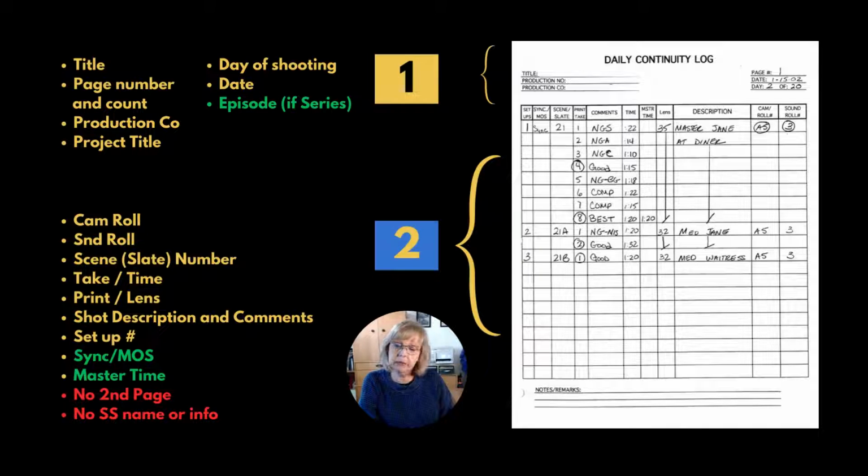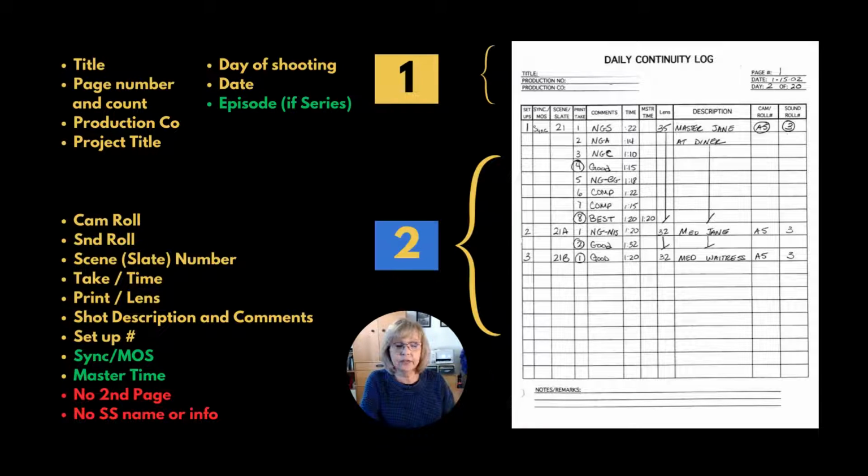But in this case, it may be that this wasn't an episodic, so they just left it up. Now let's look at section 2 here. It has all the basic information, the camera roll, sound roll, all of that. The one thing I do see here is that there's a column for sync and MOS.